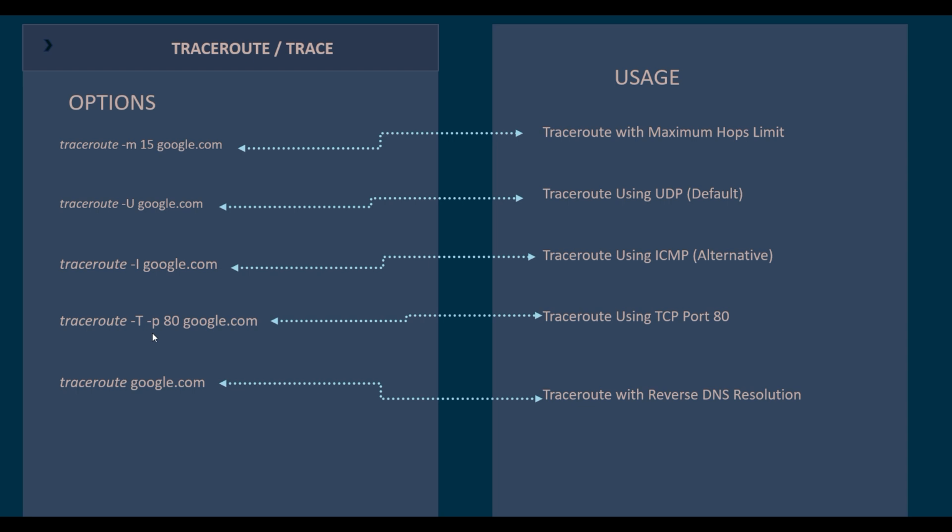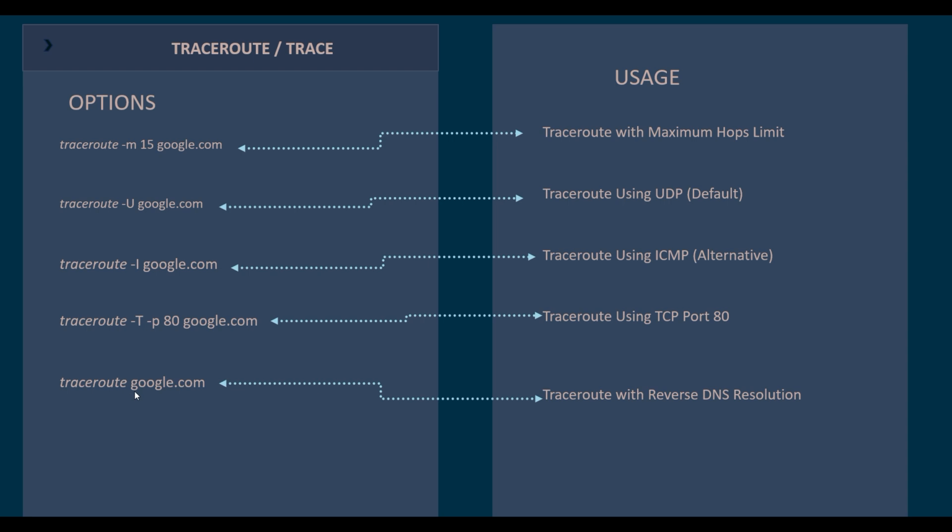-T is for TCP, and a small -p is the port which we are trying to diagnose. Let's say we know that we have port 8080 and it might be having some issue, so we can diagnose only that port, not any other port. By using -T, we are telling traceroute to check TCP with port 80. Next, we have the normal traceroute with reverse DNS resolution.